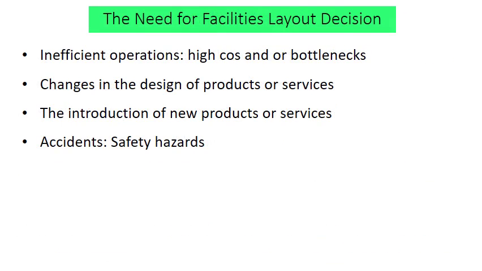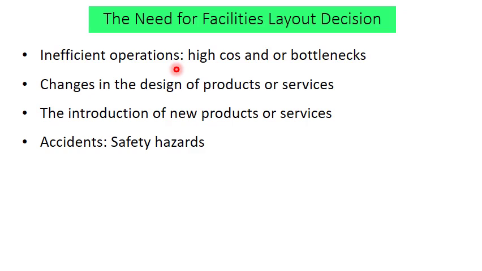These are the needs of facility layout decisions, or the situations or the conditions that we need to decide in terms of facility layout. The need for facility layout decision means when we need facility layout. At what circumstances do we need facility layout? The first one is when there is inefficient operation. When there is inefficient operation, we have to change something.